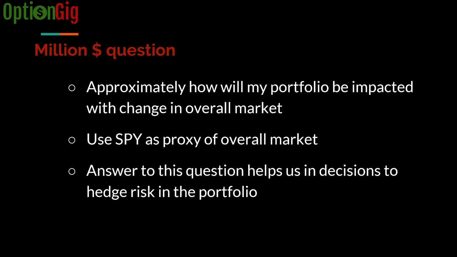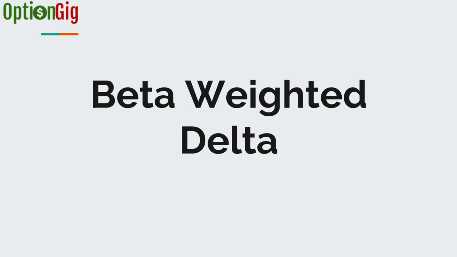So if you know what your overall portfolio delta is as compared to SPY, this will help you in making decisions to hedge your risk in the portfolio, because delta will tell you how much risk is in your portfolio. Okay. So what can we do to get to that information? We need to find out what your delta is, but it needs to be a beta weighted delta. I know this is a little heavy concept, so I'll go a little slow on this one to make sure you have a full understanding of beta weighted delta.